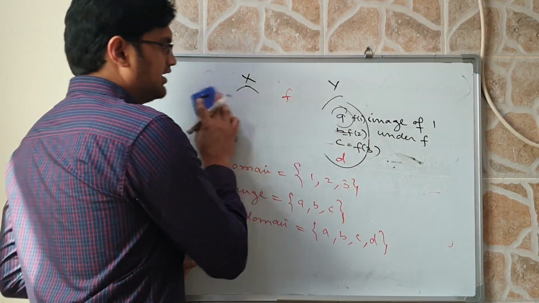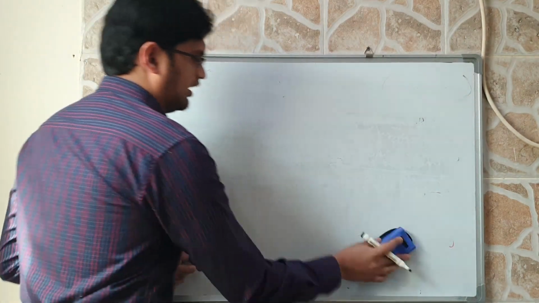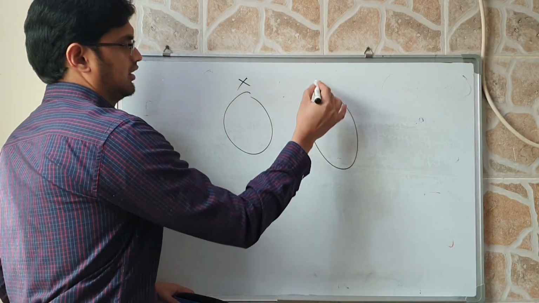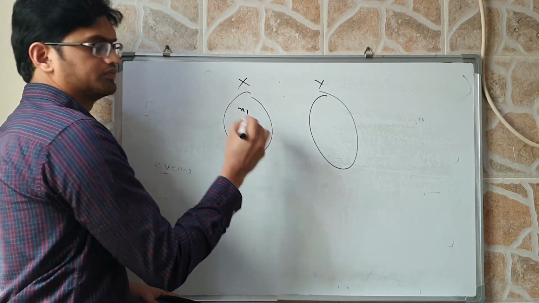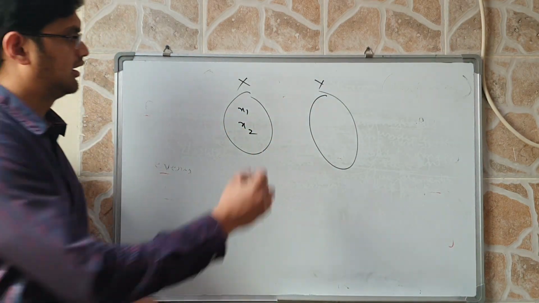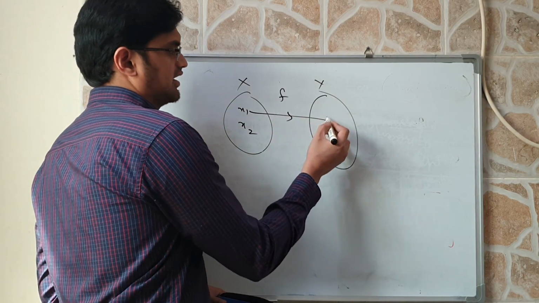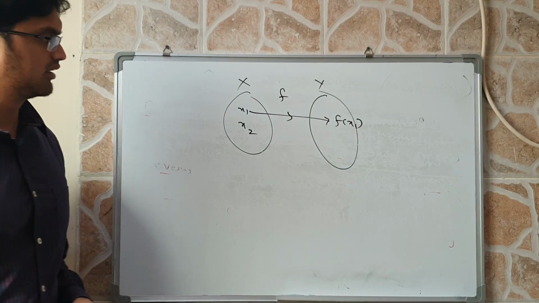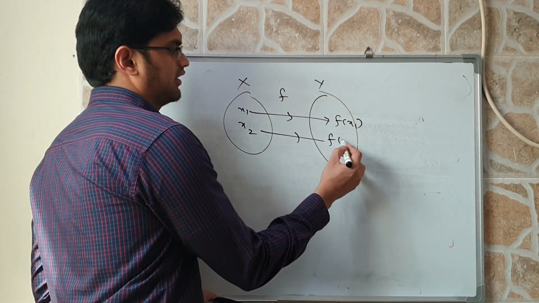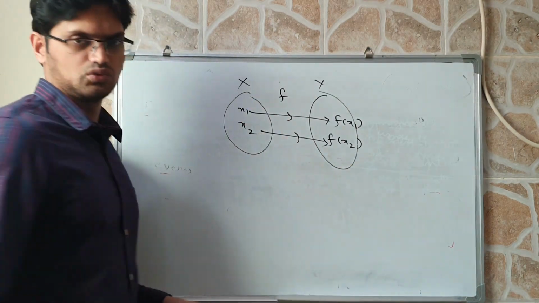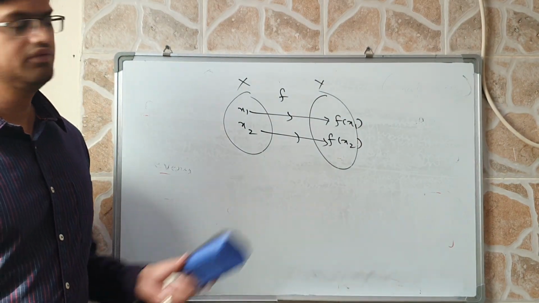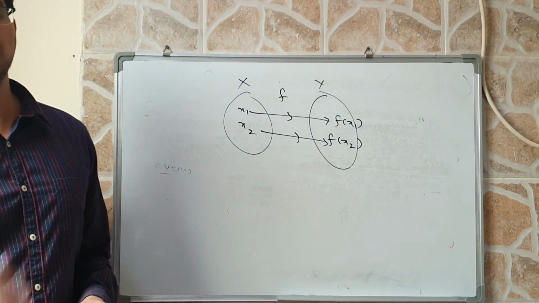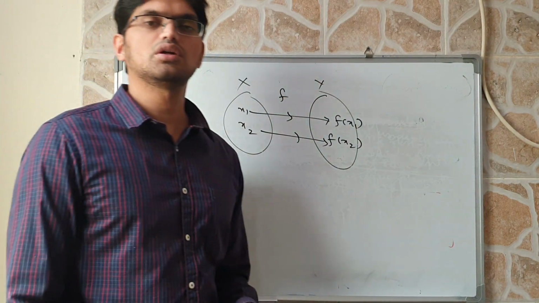So generally what will happen is, suppose you have any elements here, let us say in X and Y, let us say you have x1, x2. Then I will take these elements as f of x1, that is the image of x1, and this also I'll take f of x2, the image of x2, under the function f. These basic things you must know before starting our topic.